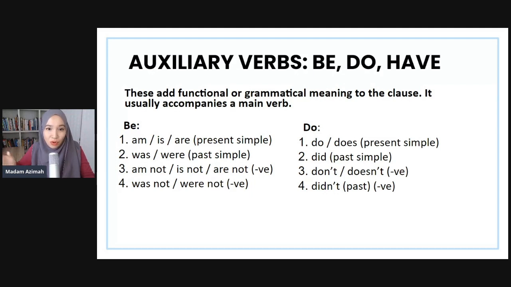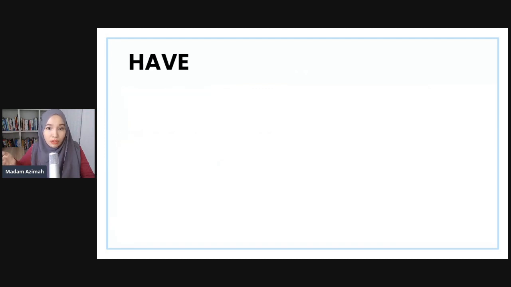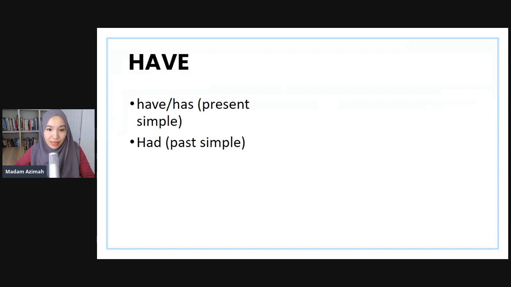All right, are you guys clear now? Auxiliary verbs, we have be and we have do. And then below be, there's like 5 of them. Below do, all of that. And then let's move on to have. What's an auxiliary verb have? Let's break it down. Have, we have and has also in the present simple. Okay. Had, which is in the past simple. And then the negative ones, haven't and hasn't. Hadn't. All right, that's for have.